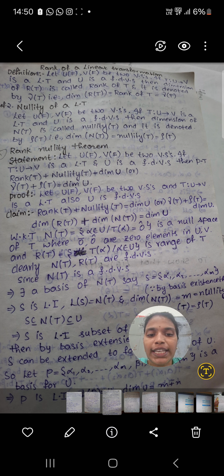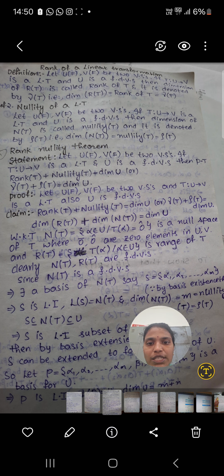Next, rank nullity theorem. U over F and V over F are two vector spaces. T from U to V is a linear transformation and U is a finite dimensional vector space. We have to prove that rank of T plus nullity of T is equal to dimension of U. Rank of T means dimension of R of T. Nullity of T means dimension of N of T.